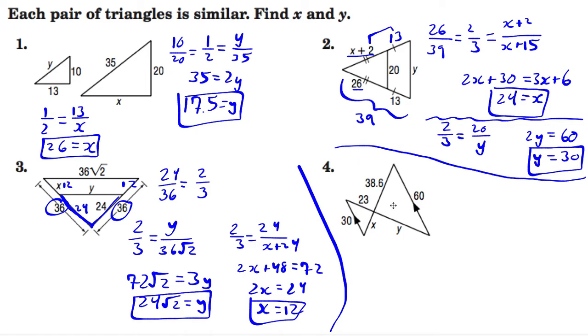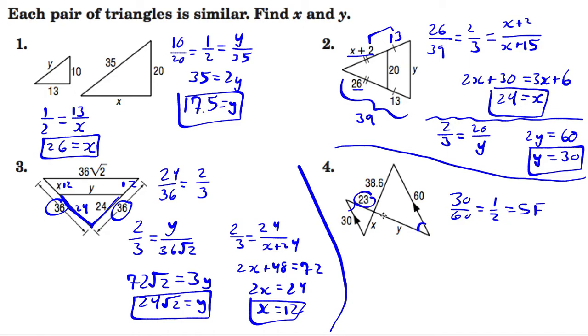And this is a little bit rotated around. So we can actually see that because this angle is congruent to this angle, that if we take this larger triangle and rotate it around, that's going to be the order of the sides. So 30 to 60, that's the same as 1 to 2. That is our scale factor.